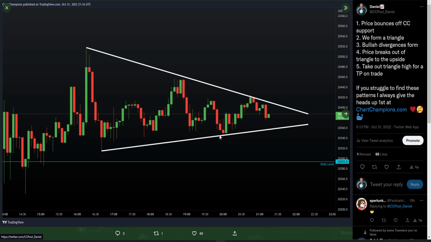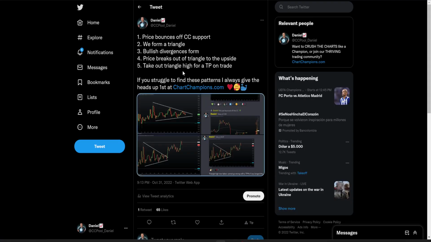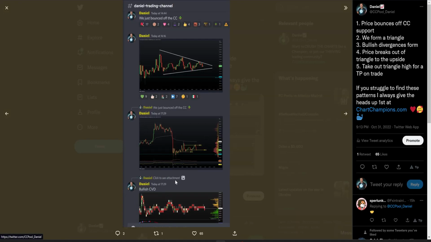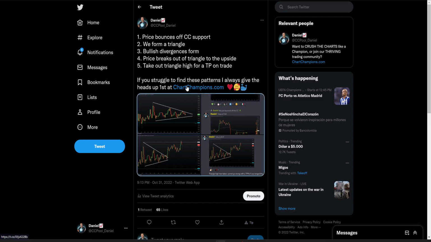We then go from CC to CC and we form this really nice triangle. Then price forms really large bullish divergences, which of course I update in my team. Bullish CVD. Okay, so while we're within that triangle, we form bullish CVD divergences. Price then breaks out of that triangle to the upside.